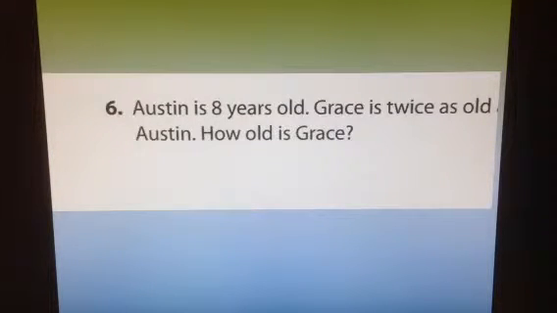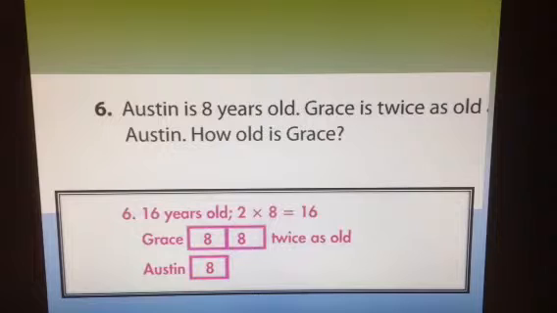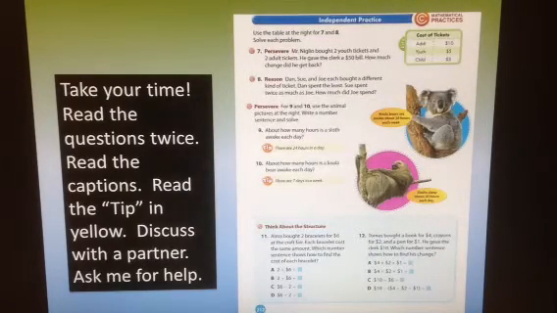Last question we did as a class. Austin is 8 years old. Grace is twice as old as Austin. How old is Grace? There's a picture. 2 Austins equal 1 Grace. 2 times 8 equals 16. Grace is 16. That was it for today.